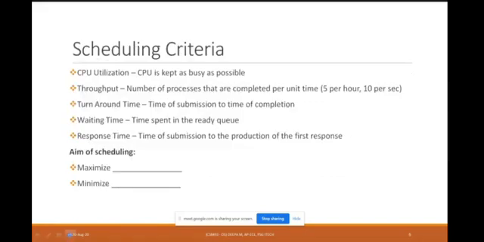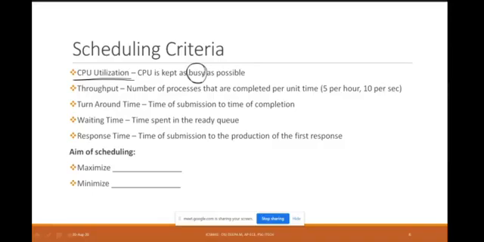So next one is scheduling criteria. Why do we go for scheduling? The main goal is resource utilization or CPU utilization. You make sure that the CPU utilization is maximum, or the CPU is kept busy as much as possible.